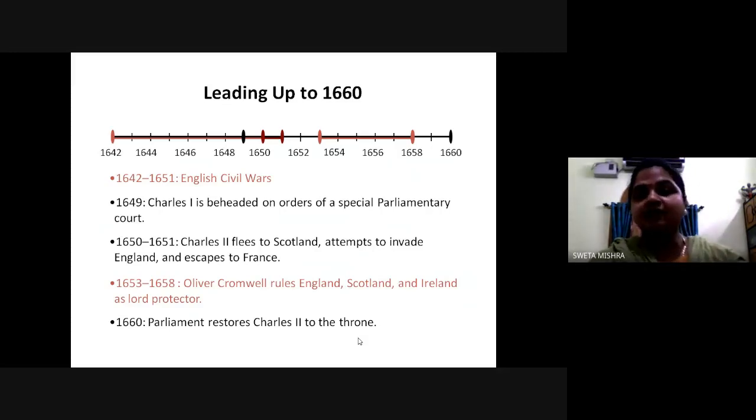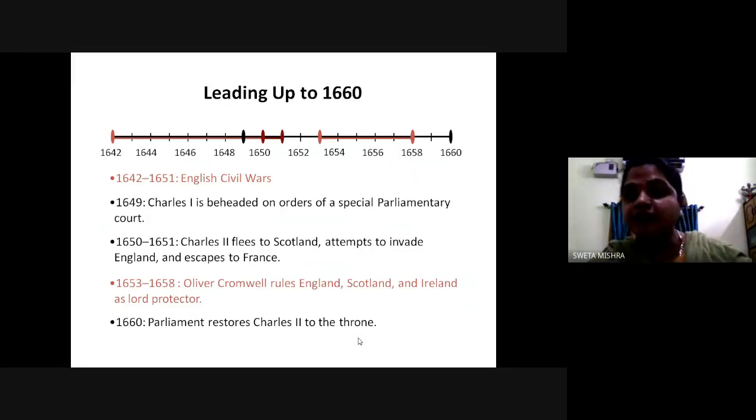1649 was another year where Charles I was beheaded. This is a very important thing that you all should remember. He was beheaded on orders of the Special Parliamentary Court. And that was the major change that happened in history.